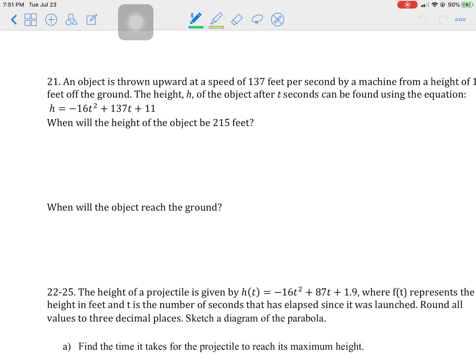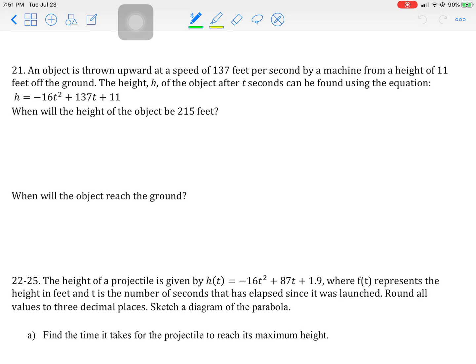Let's see, number 21. An object is thrown upward at a speed of 137 feet per second by a machine from the height of 11. That's the start height of the machine. So that projectile comes out from 11 feet off the ground. And it wants to know when it's going to be 125 feet off the ground. So obviously there's a max height, but it's not asking that.